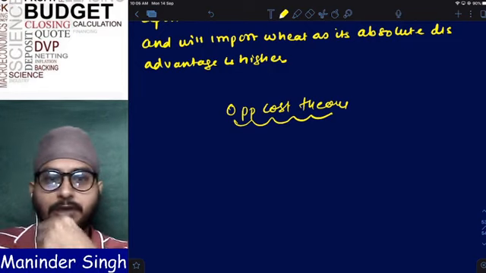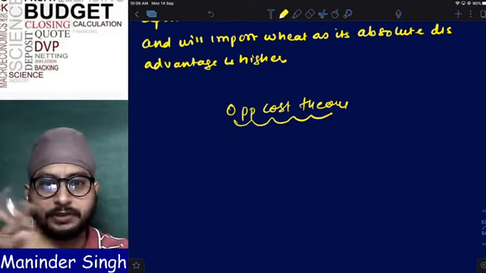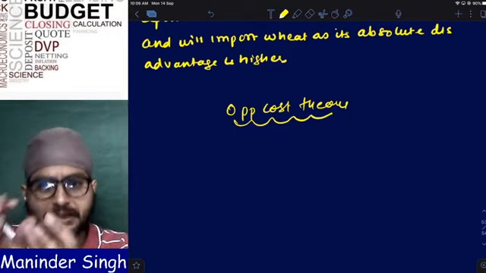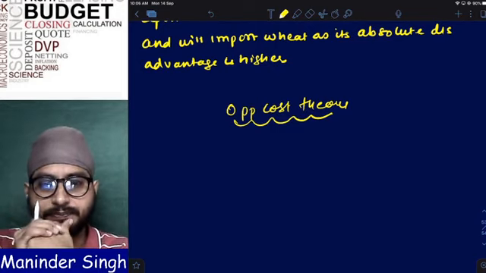Next, point number two. Even though I am having an absolute advantage in both the cases, still I am importing from country B. Why? Am I importing 100% or only a little, maybe 10-15%? Am I importing everything? No, a little quantity I am importing. Why? To support the other country in international trade.